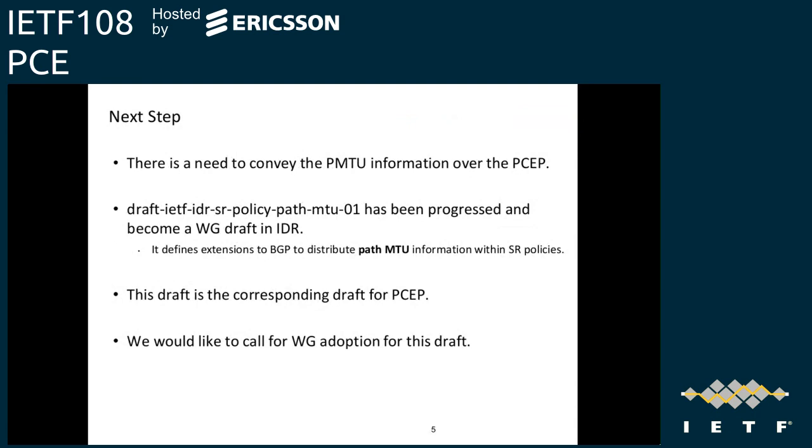So we can see that there is a need to convey the path MTU information over PCEP, and the draft that defines the extensions to BGP to distribute the path MTU information within the SR policy has progressed, and now it's a working group draft in IDR. And this draft is the corresponding draft for PCEP. So we would like to ask for adoption for this draft. Thank you. That's all. Any questions?